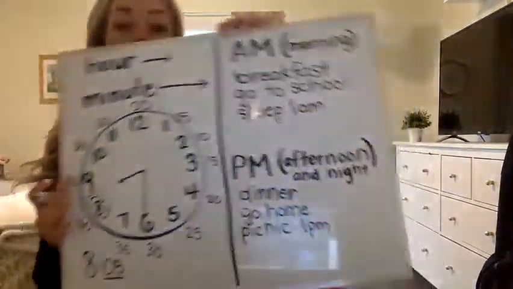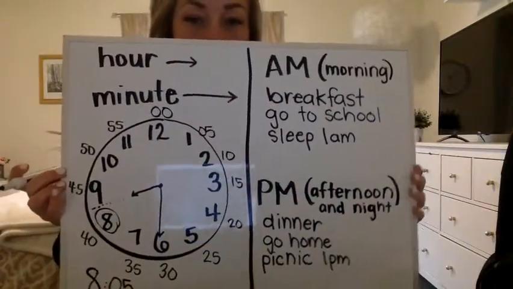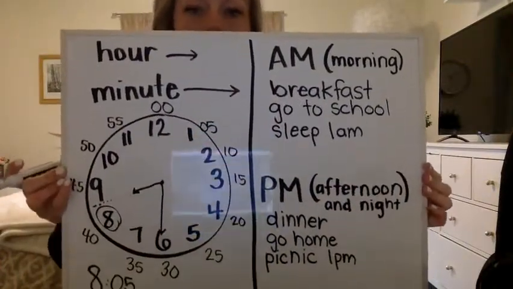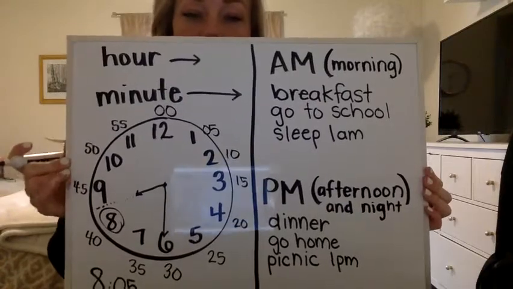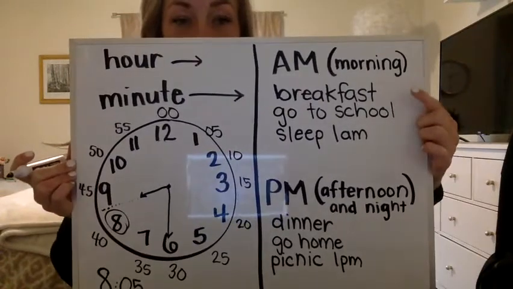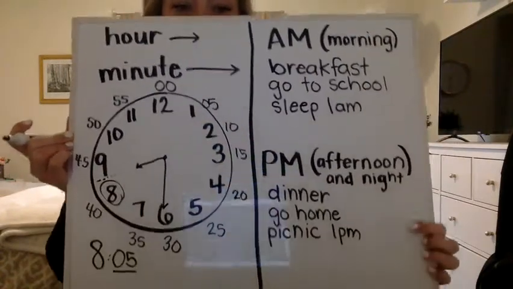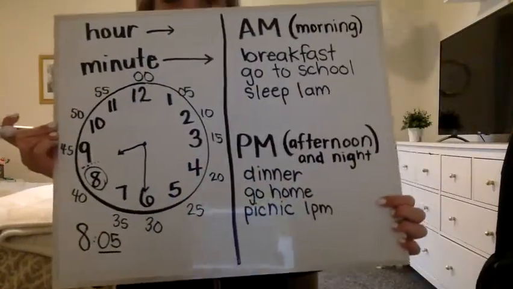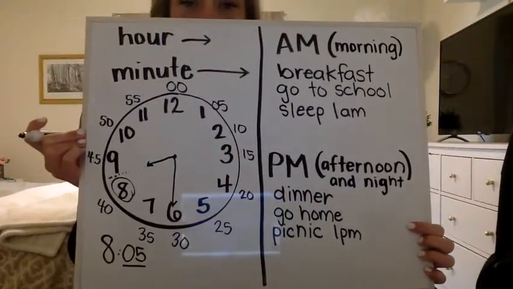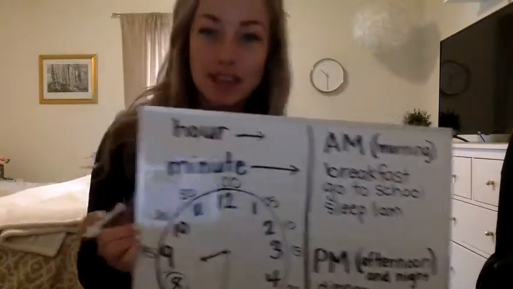Okay, so AM, remember, is morning. It goes all the way until noon, all the way until lunchtime. So anything from midnight to lunchtime is going to be AM. Anything from lunchtime until the middle of the night, midnight, that's going to be PM. Okay, I hope that this helps.